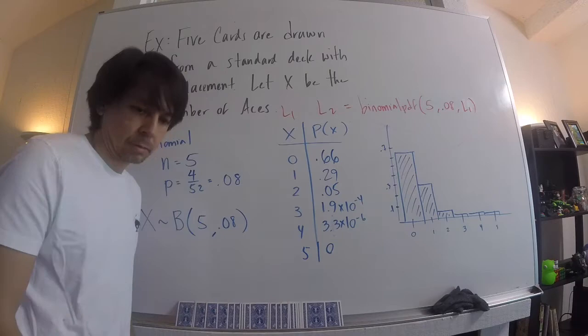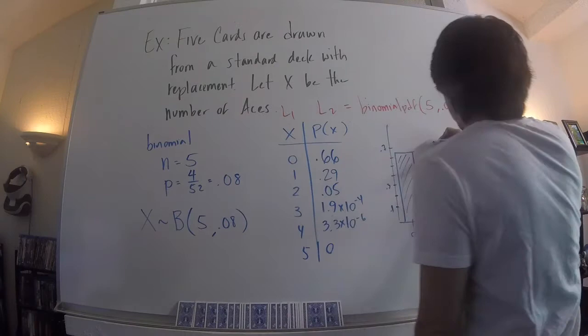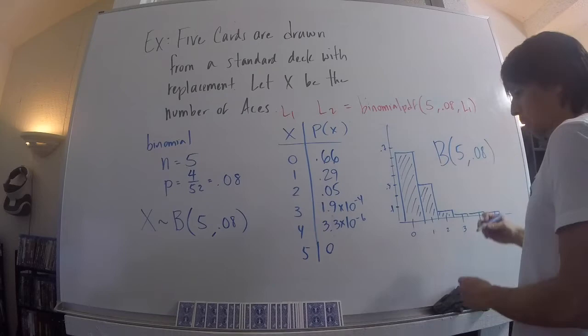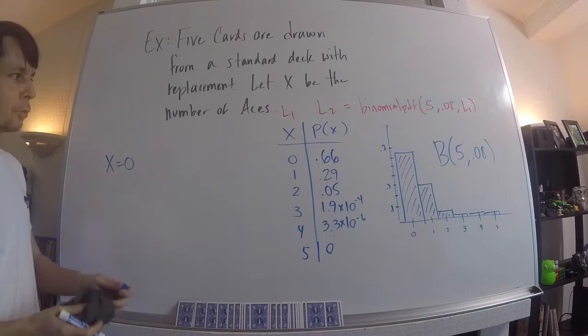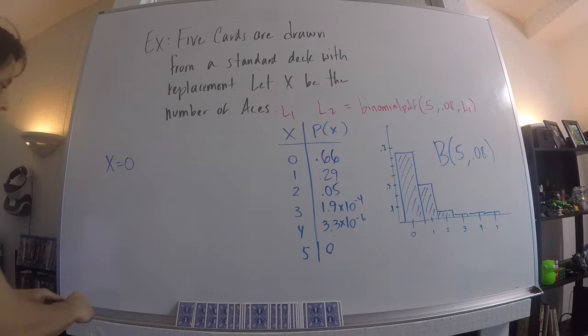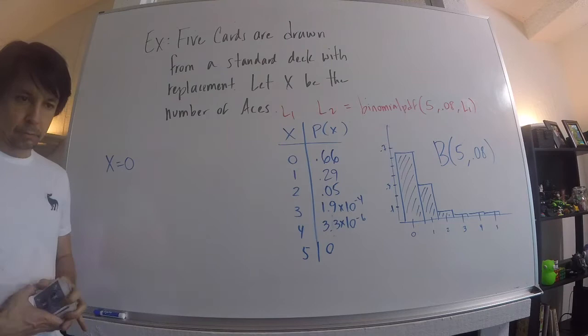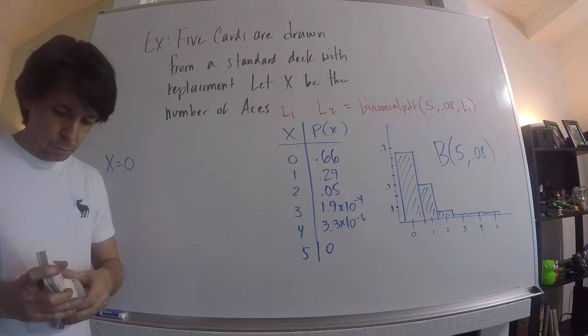Okay, so note the notation here. This is binomial with 5 trials and a probability of 0.08. I'm going to record that because I'm going to erase all of this. I'm going to note that my X equals 0. The probability of that occurring was 0.66. So there was a 66% chance of me getting 0 aces, so not really a surprise there. Notice it's the blue bicycle deck of cards, your usual stuff you get from the store. Different deck, red deck.